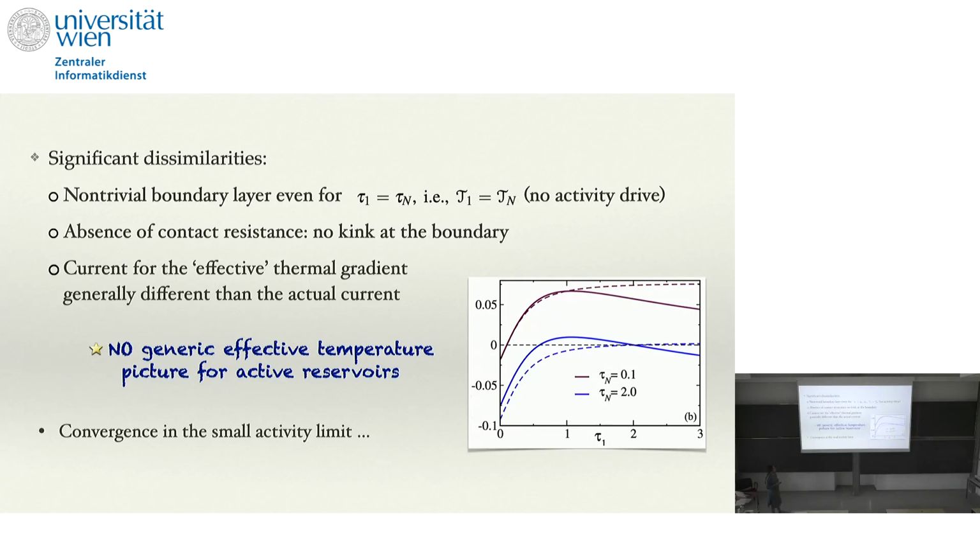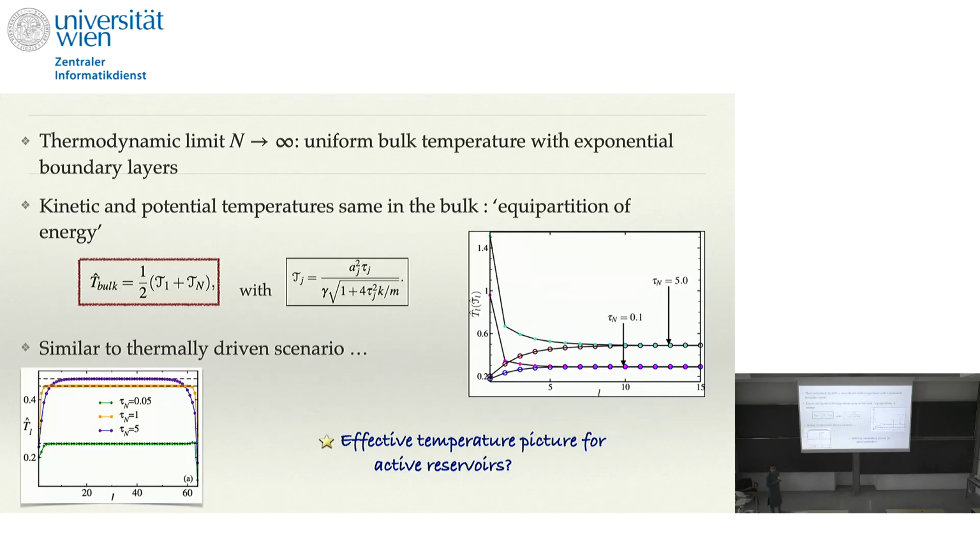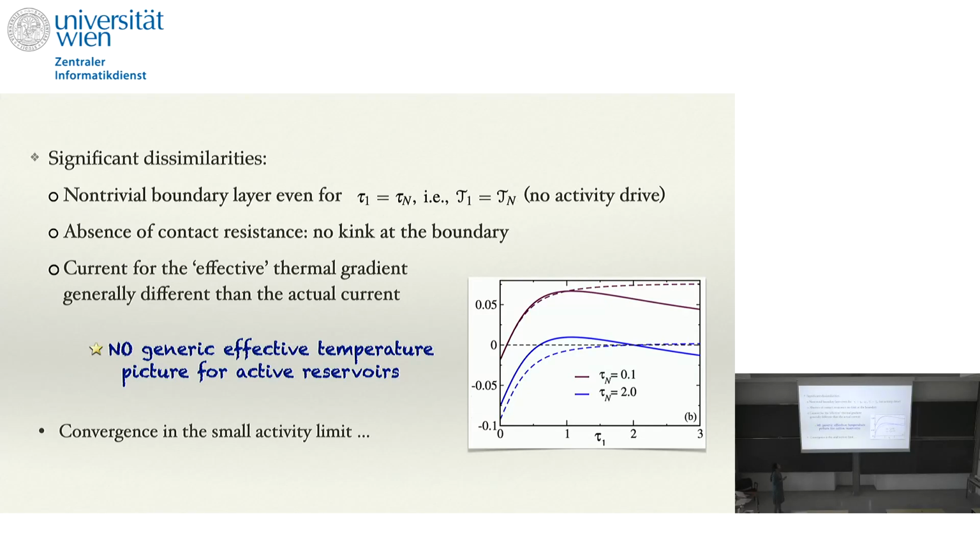Moreover, what we also checked is that suppose I assume that this is my effective temperature, I can calculate the current which would have flown through the system if it were a thermal reservoir, but that does not match. So here the dashed lines are those currents, assuming that those are the temperatures, and the solid lines are the actual current flowing through the system. But what we notice is that this is tau n equal to 0.1, which is the small activity limit, and here if tau1 is also small, these two curves actually merge. So this is my passive limit.